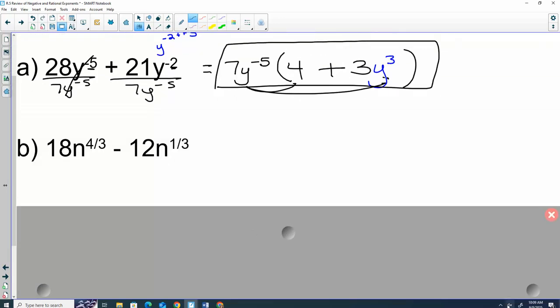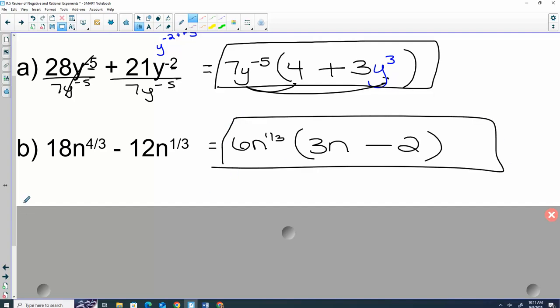I want you guys to do this one. Take out the greatest common factor formula. 6, with our variables, we didn't have negatives this time, we had fractions, but the same principle. You just take out the smaller power, so 1/3. Alright, so 18 divided by 6 is 3. For the variables, you're dividing or subtracting your exponents. 4/3 minus 1/3 is just 3/3 or 1. 12 divided by 6 is 2. You add it into the 1/3 and took it out. So that would be our final answer. Is that one okay?